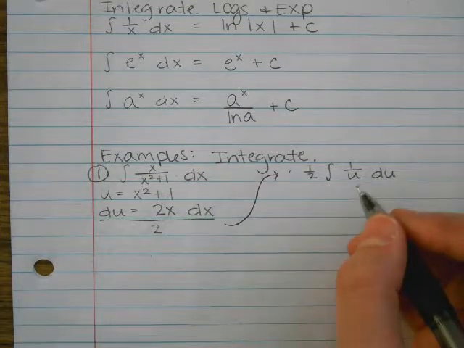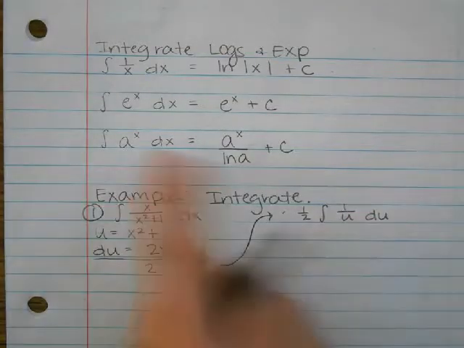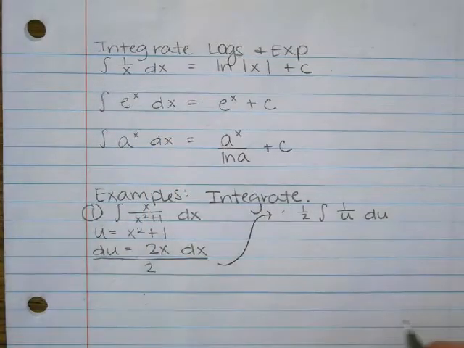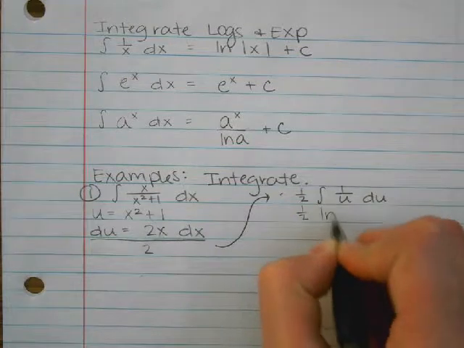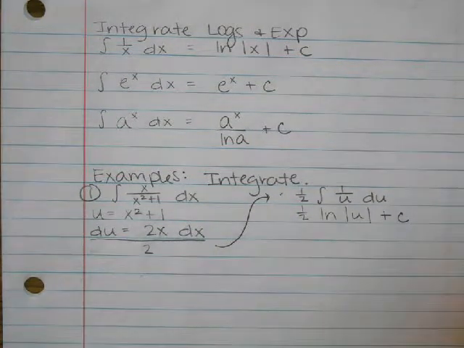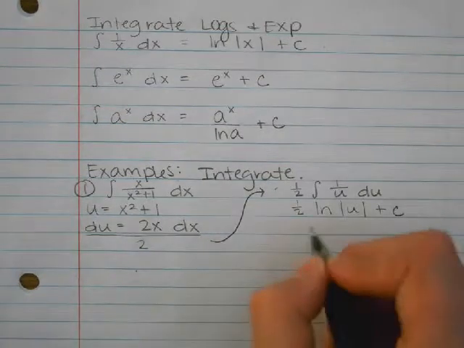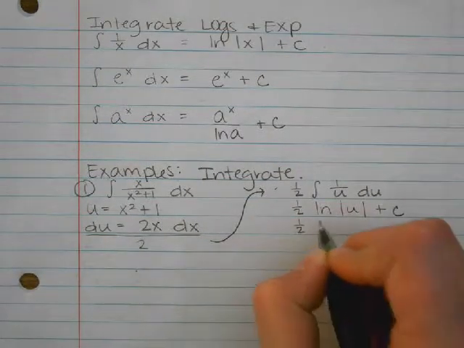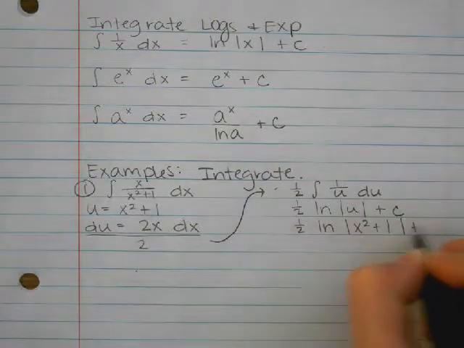All right, so at this point now we're going to look up and see which one this goes with, the first, the second, or the third? The first. So this is going to be 1/2 ln of u plus c. And what should I put inside the absolute value sign? x squared plus 1. So I've got 1/2 ln of x squared plus 1 plus c.